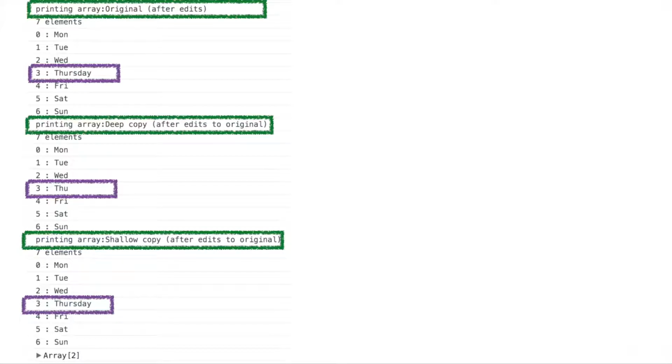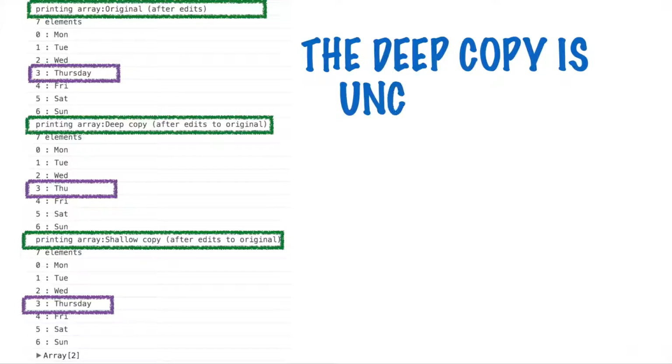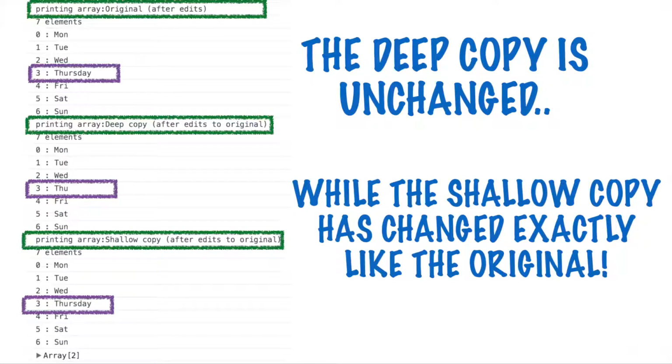Look at the shallow copy. It looks exactly like the original array, which means it is the original array. It has been affected by changes to the original array. The deep copy has remained unchanged. However, the shallow copy has been updated because we changed the original. So the shallow copy, note, is Thursday, both in the original and in the shallow copy.